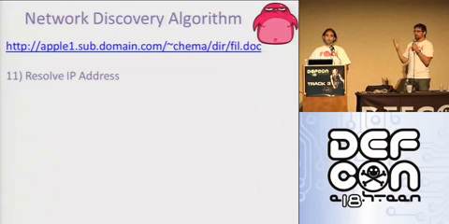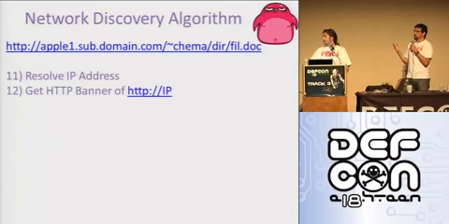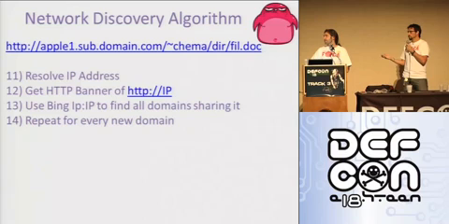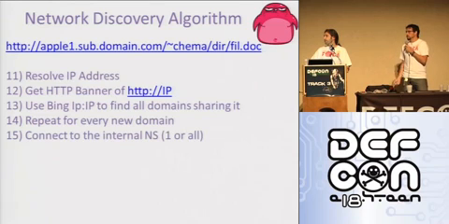It's not only the information that you can see in the URL, it's also the information that you cannot see. There is an IP address associated to that, so we're going to reverse resolve the IP address. We're going to get the banner of the server by using the IP address and not the domain that we were using before. Once we have the IP, we're going to use Bing IP to get all the domains that are sharing that server, and we're going to repeat that for every domain that we just found.